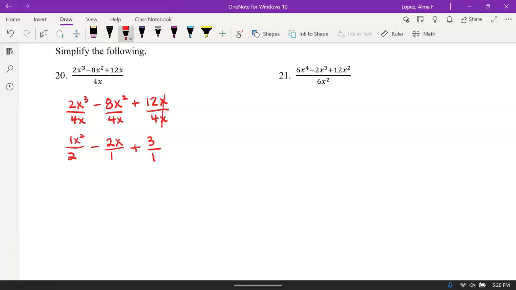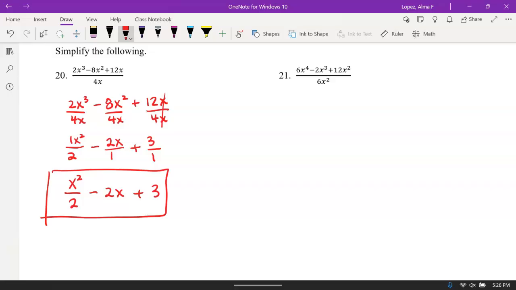Let's see what we have left. I could leave it that way, but I don't really like the ones in the denominator, so I'm actually left with x squared over 2, and I could put the 1 there if I want to, minus 2x plus 3.